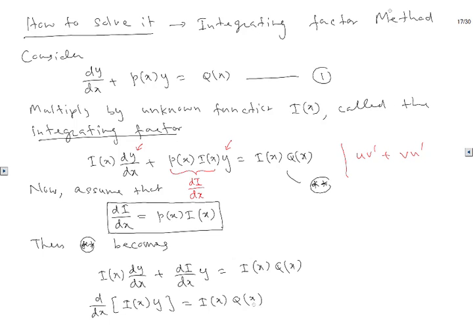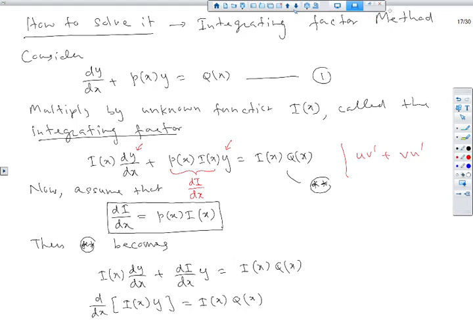Now what we can do is take the integral. Once you take the integral, the derivative disappears. So integrating, we have I y, because the derivative cancels out, equals the integral of the other side, I(x) q(x) dx. We know that this integral contains a constant, but we explicitly put it there, because if we forget it, it can create a problem.